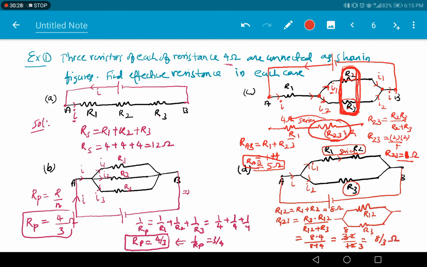Okay? So this is the way to identify the resistors which are connected in series and which are connected in parallel. After this class, I will send a worksheet to you. Based on that worksheet, you can simplify more problems. Simple circuits I will send you. If you have any doubts, you can post your doubts in the group.